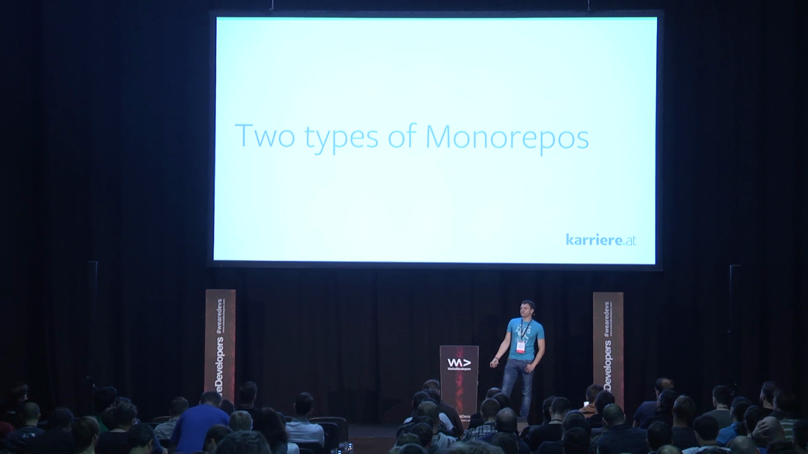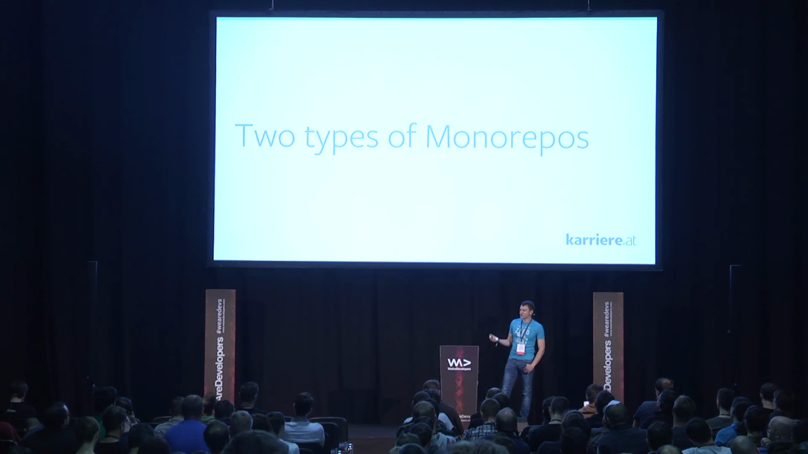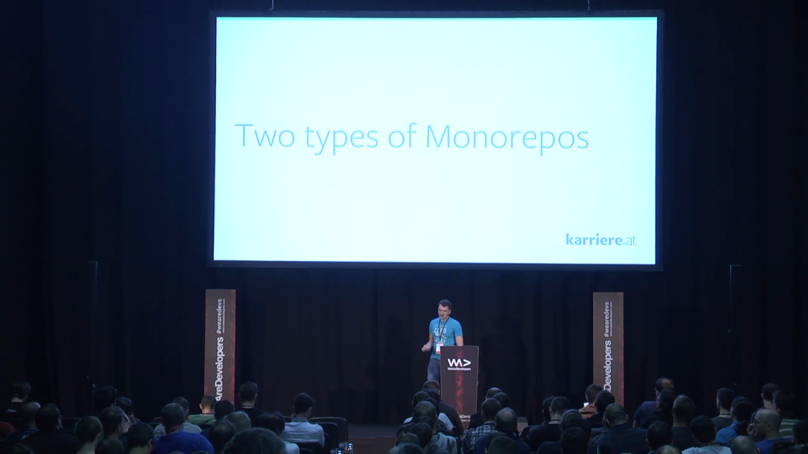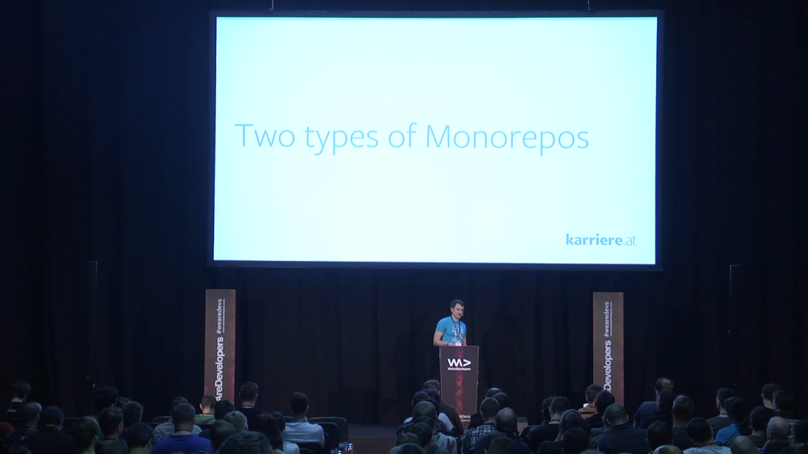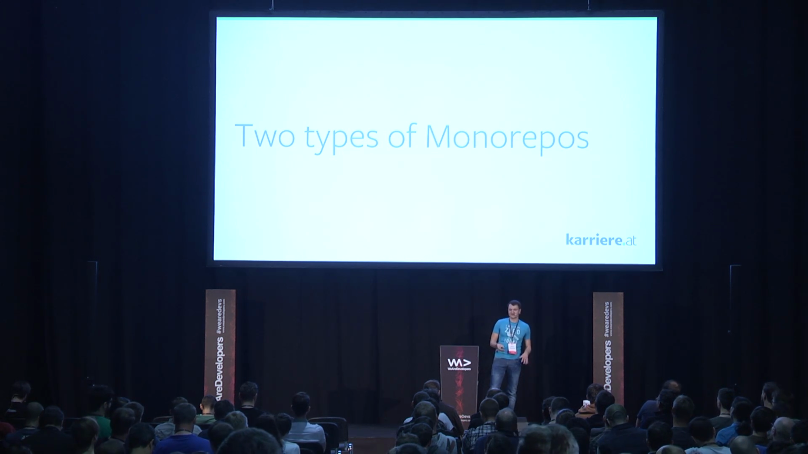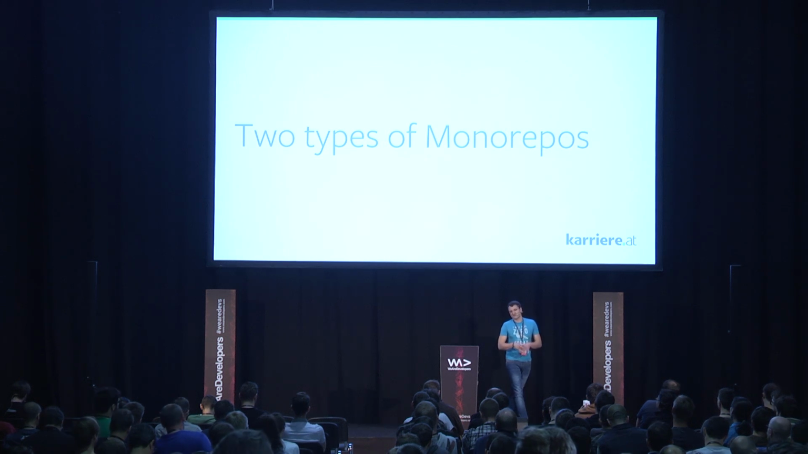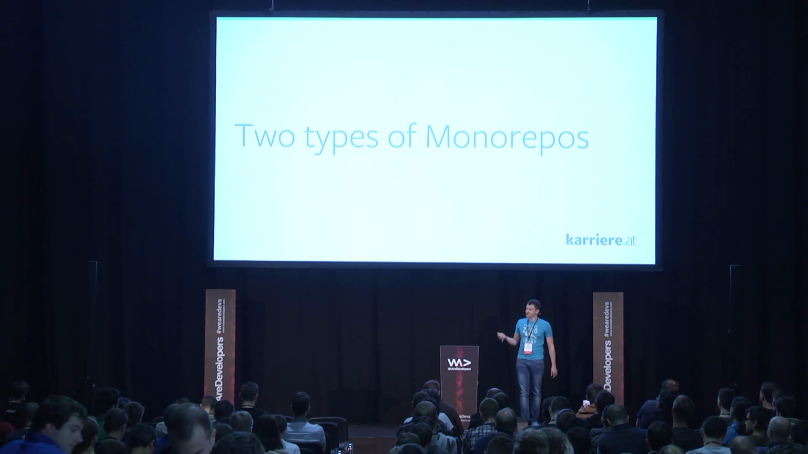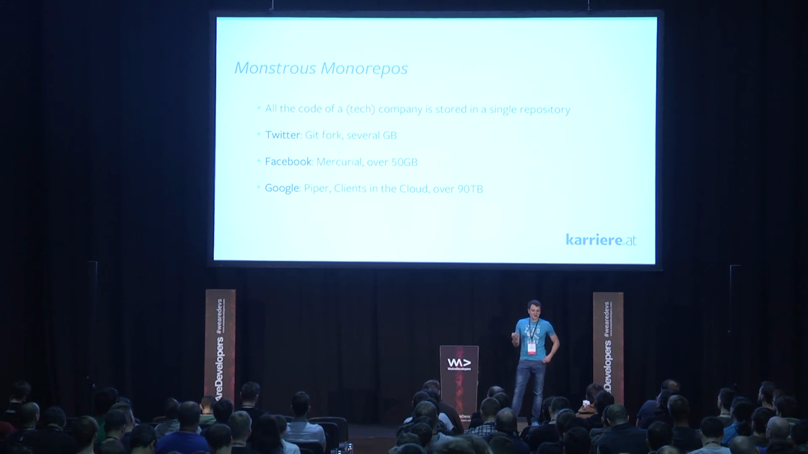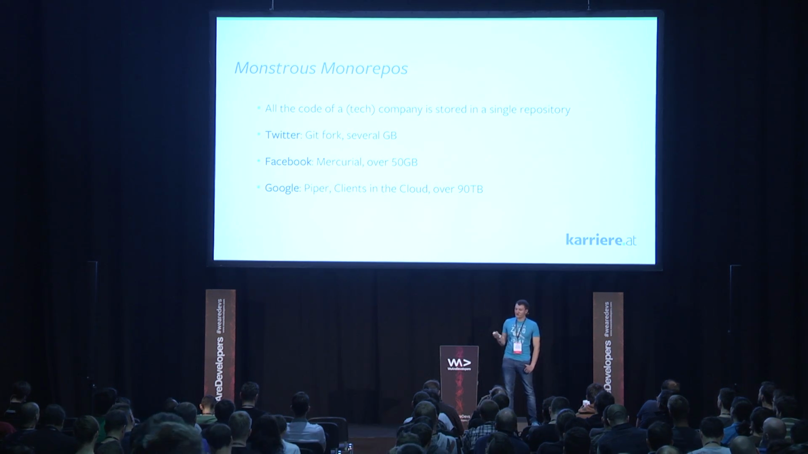Okay, because there are two variant use cases of how monorepos could be used, I differentiate between two basic types of monorepos. The first type I call monstrous monorepos because of the monstrous size they can grow to. And the second type I call project monorepos.